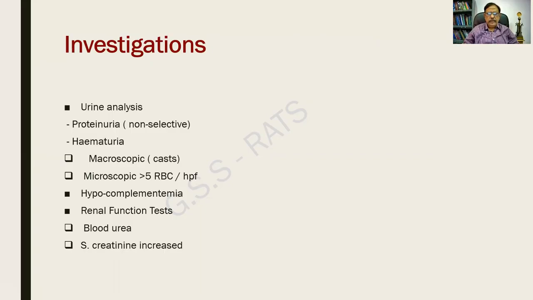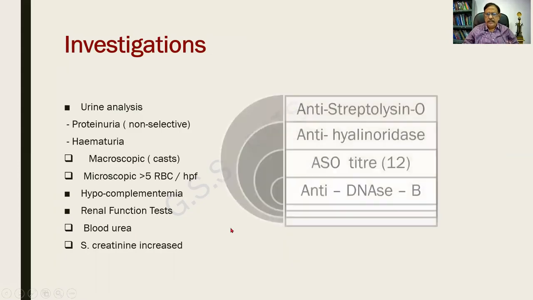And since it is an infection and complements are all getting used up, there will be hypocomplementemia. That is, the blood will be having decreased amount of complements. And when you do a renal function test, there will be an increase in the blood urea as well as the serum creatinine, which means the kidney is getting affected. Usually there is a recovery, but in rare cases there can be a renal failure also. So these are the investigations. Let us remember them. These are the general investigations.